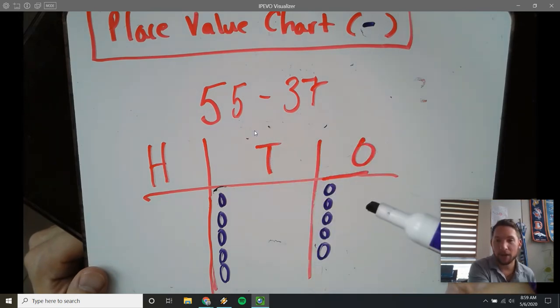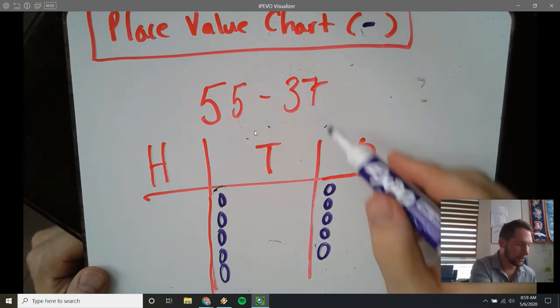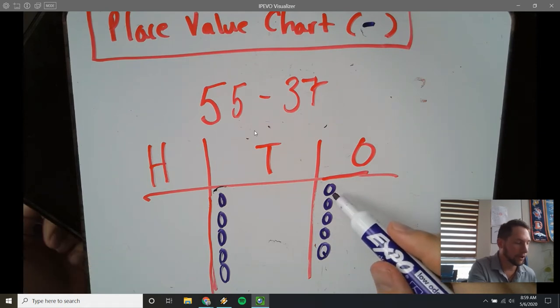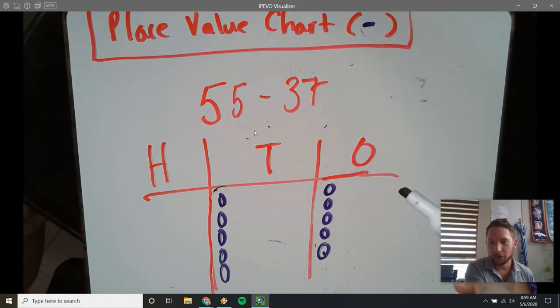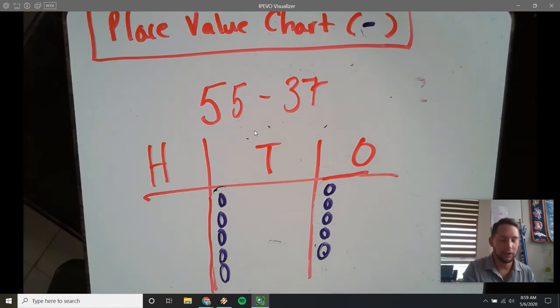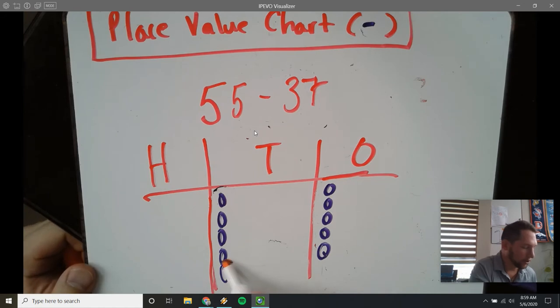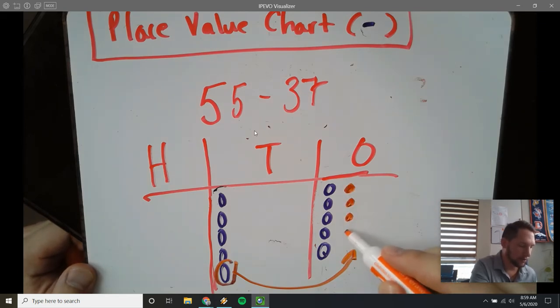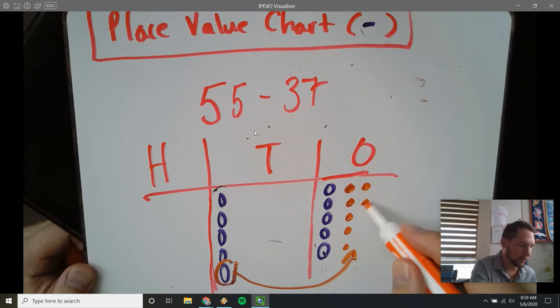I'm taking away 37. Okay, take away my ones first: 1, 2, 3, 4, 5. I need to take away 7. Does not work. What do I do? Uh-oh. This is where I have to regroup. Now we go in reverse. One of these tens goes to the ones, and now we have 10 ones: 2, 3, 4, 5, 6, 7, 8, 9, 10.